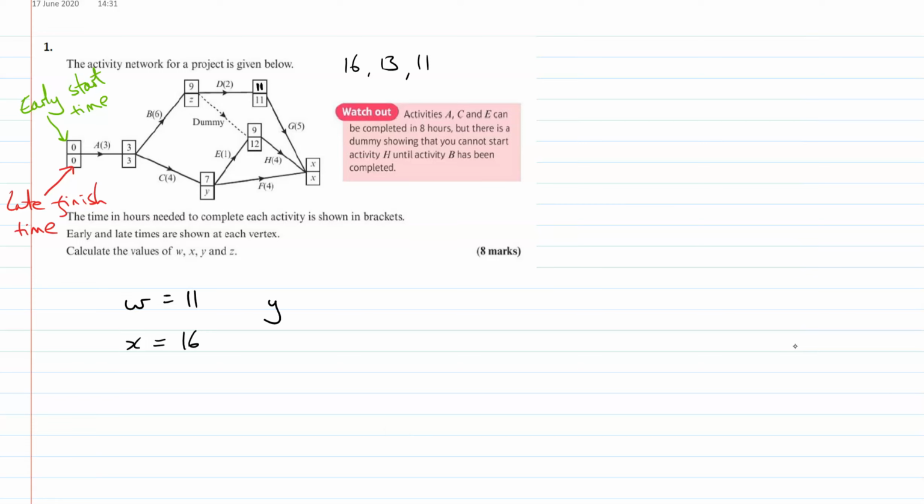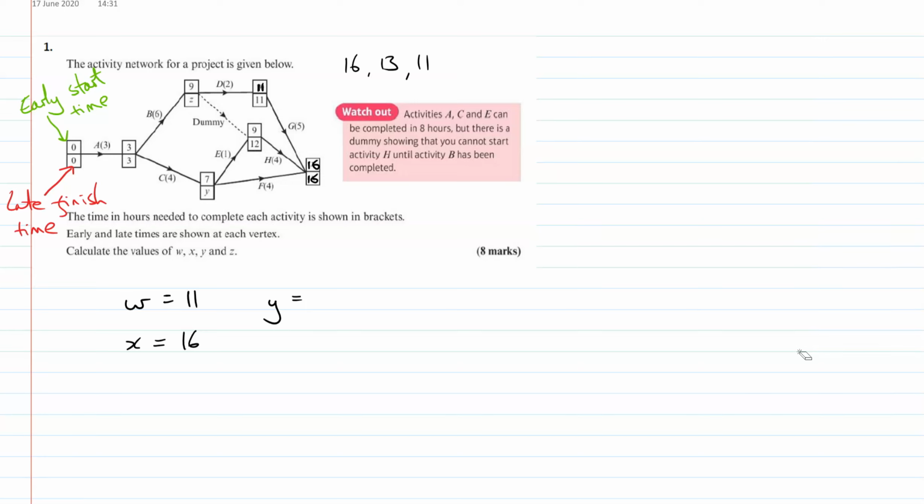Then we've got Y and Z to do. So Y and Z are both in the bottom of the box. I'll put my 11 in now for W to make it a bit easier, and I'll put my 16 in for X. So this means the project can be finished in 16 hours. Okay, and the late event time is 16, so we're always going to have the same. We're going to have 0, 0 start, and we're going to have the very same at the end.